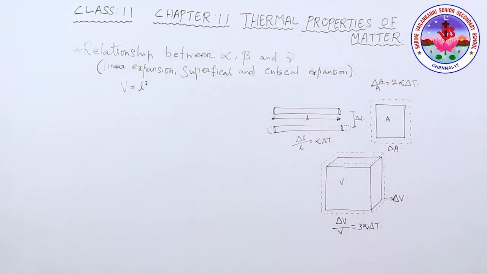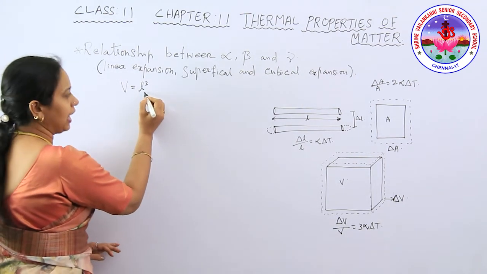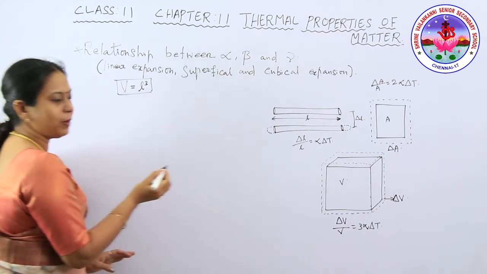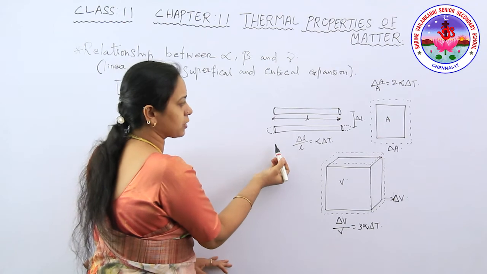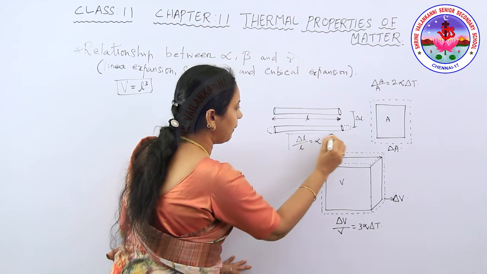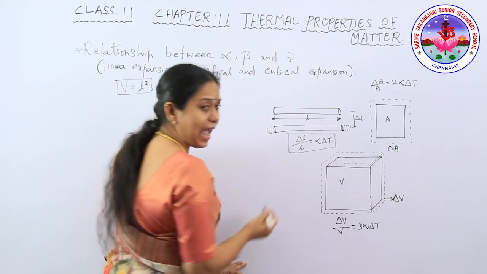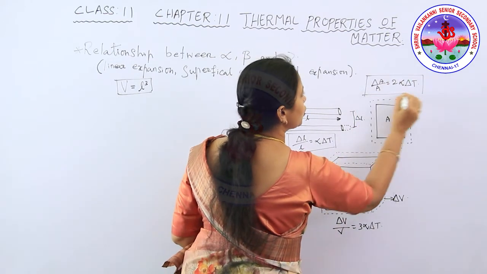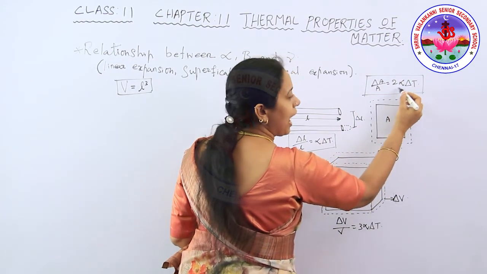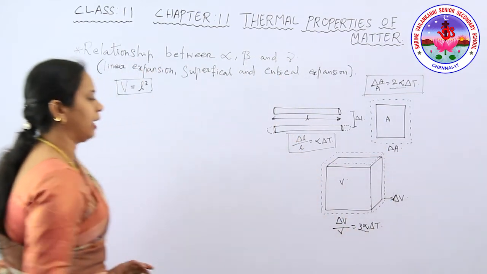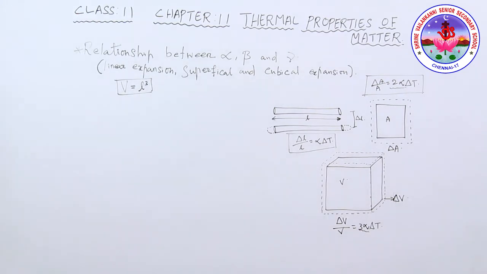Now, we have taken a cube of side length L, so that the volume is equal to L cube. And you are seeing that we have already seen the expression for the linear expansion, that is del L by L is equal to alpha del T. And you know that del A by A is equal to 2 alpha del T. How did this 2 alpha del T and 3 alpha del T come? That is what we are going to learn through this expression, students.